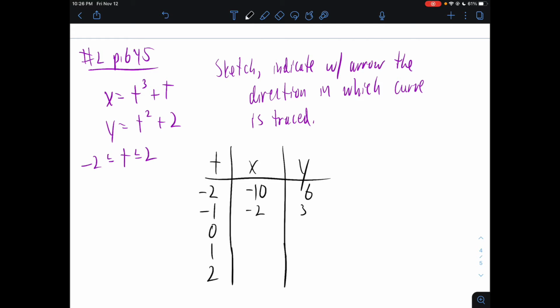When t is equal to 0, x is equal to 0 plus 0, but y will be equal to 0 plus 2. When t is equal to 1, x is equal to 1 plus 1, which is 2. y is equal to 1 plus 2, which is 3. And then finally, when t is equal to 2, x is equal to 8 plus 2, which is 10, and y is equal to 6 again.